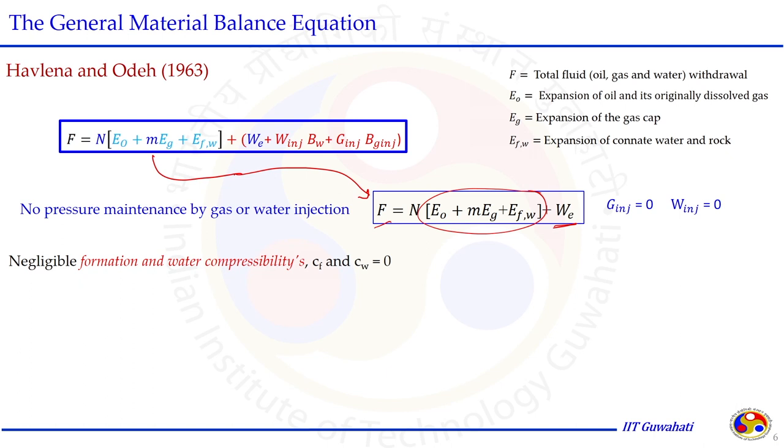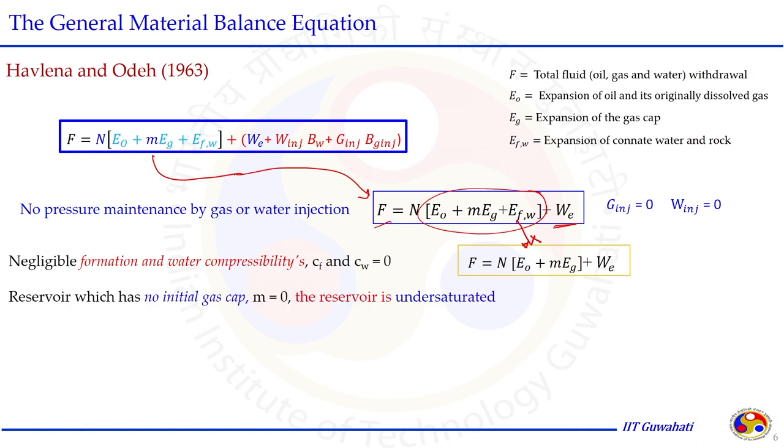If the contribution of the formation and water compressibility is negligible, or in other words the values of Cf and Cw are very small and can be ignored, we can simplify this equation further by just withdrawing this term. So if we withdraw this EFW, we will get another straight line equation that is a little simpler than the previous equation.